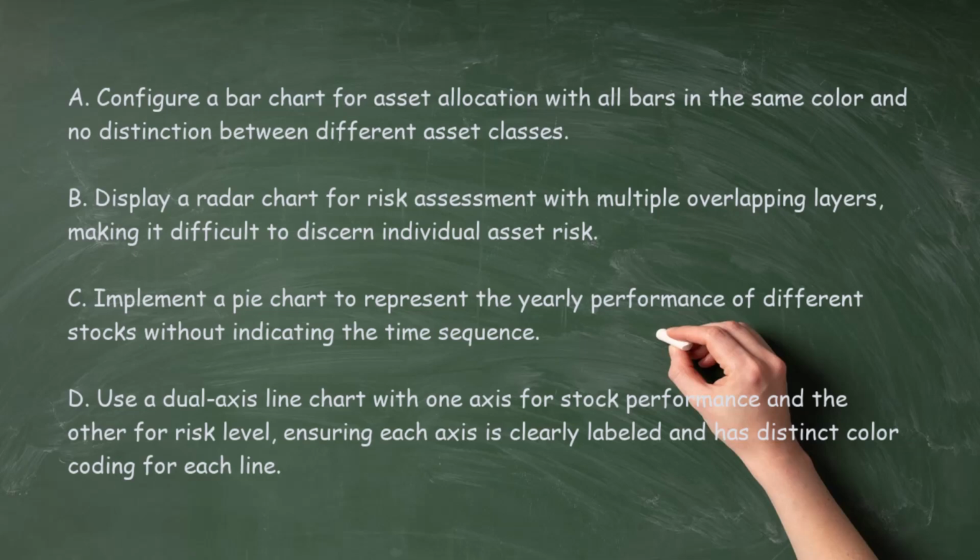A. Configure a bar chart for asset allocation with all bars in the same color and no distinction between different asset classes. B. Display a radar chart for risk assessment with multiple overlapping layers, making it difficult to discern individual asset risk. C. Implement a pie chart to represent the yearly performance of different stocks without indicating the time sequence. D. Use a dual-axis line chart with one axis for stock performance and the other for risk level, ensuring each axis is clearly labeled and has distinct color coding for each line.